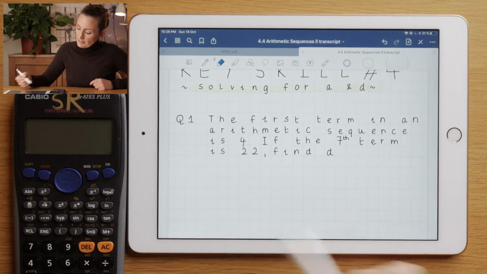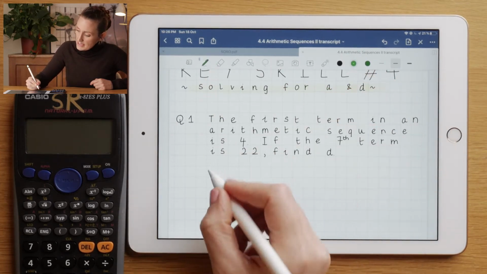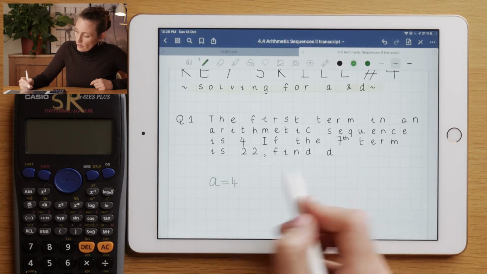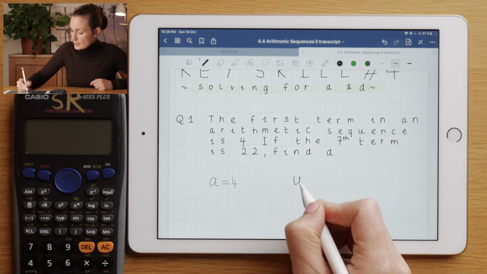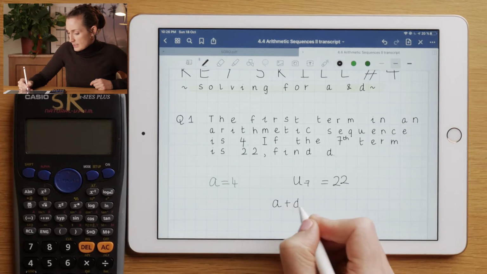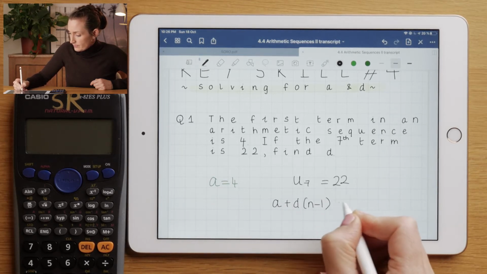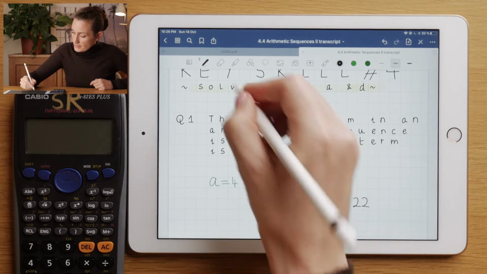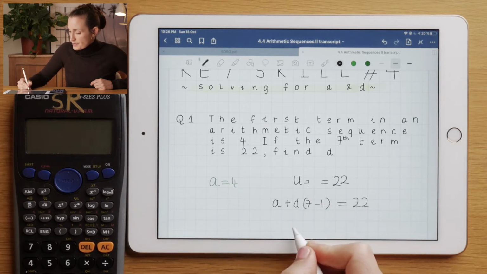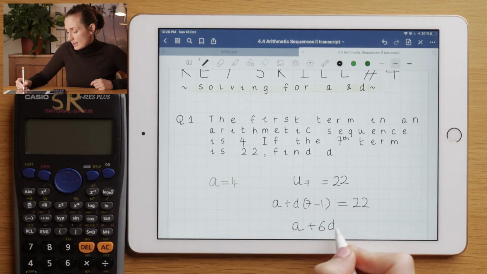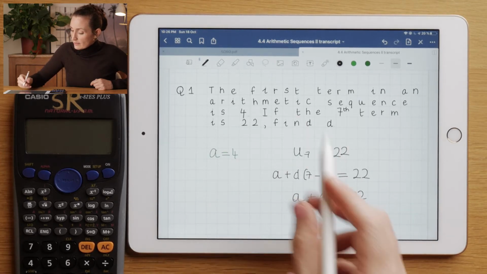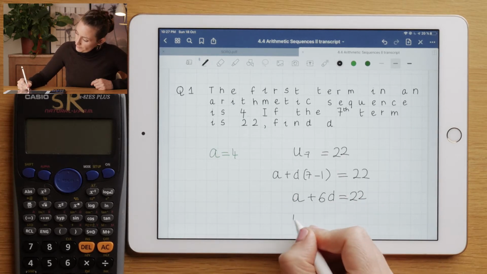The first term in an arithmetic sequence is a, so we can start by writing down that a is equal to 4. The 7th term is 22, so u7 must be equal to 22. u7 is a plus d(n minus 1), where n must be 7, so you can replace n with 7. So that must mean that a plus 6d is equal to 22. But we know that a is 4 because a is the first term.